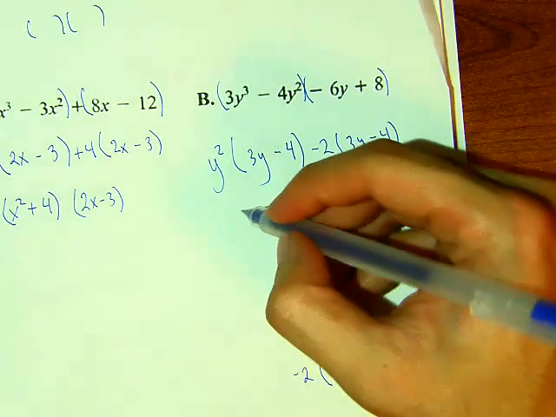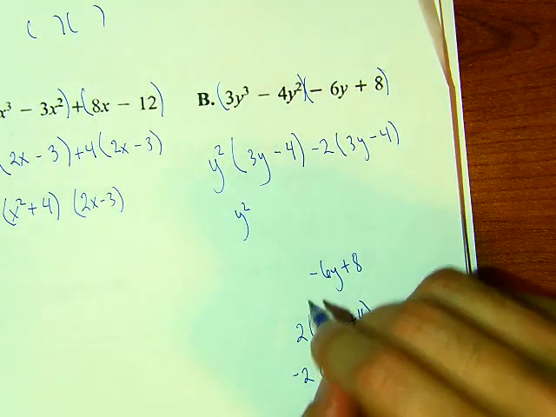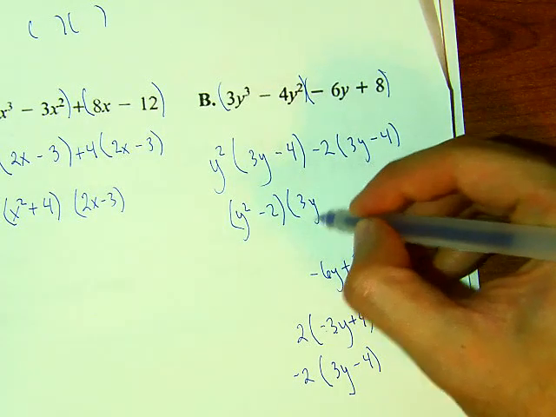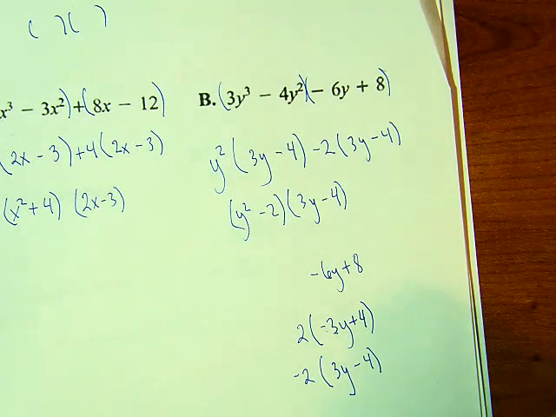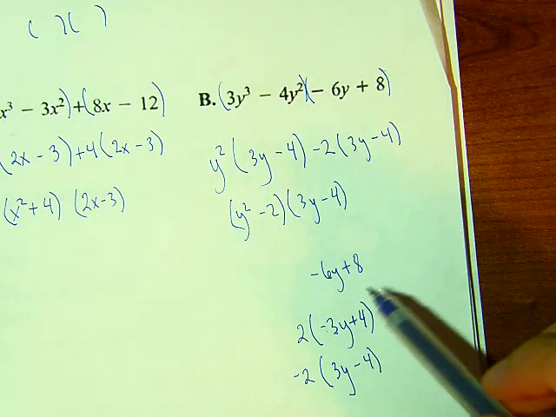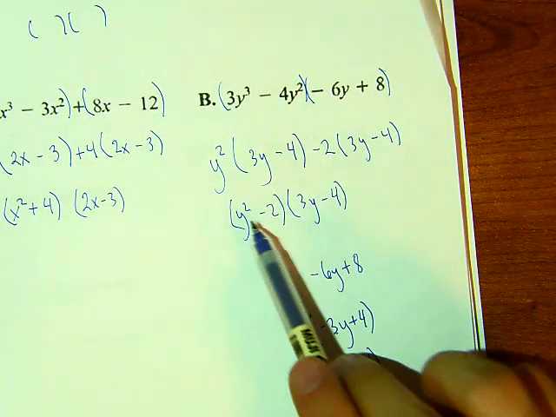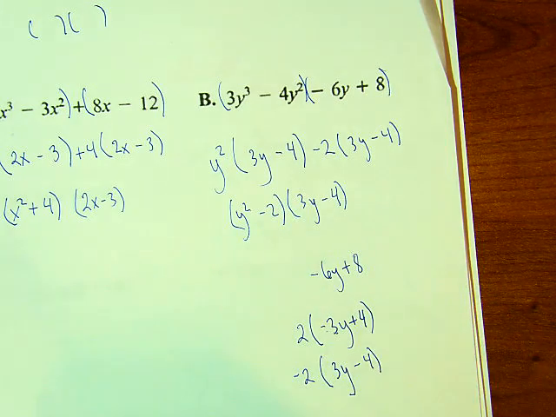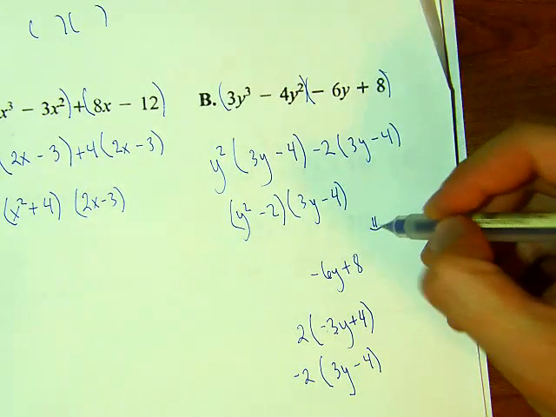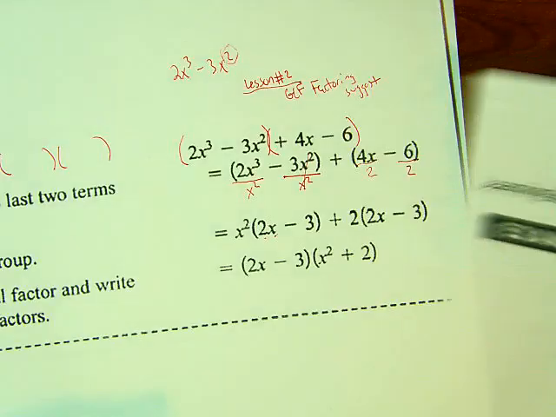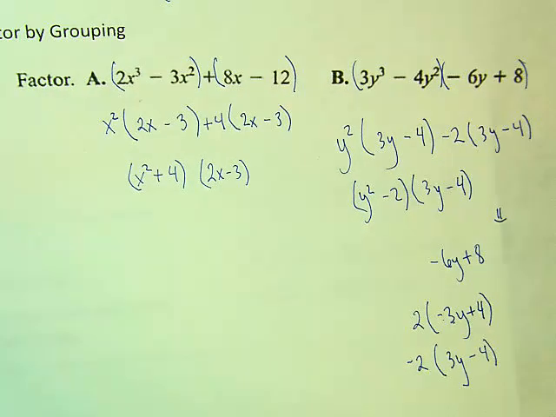These two are together. You have y squared minus 2 and 3y minus 4. And now you're happy because these two are the same. You had a polynomial of 4 terms and you grouped it using 2 binomials. Okay, big happy face. The only way you're going to get better at these is by practicing.